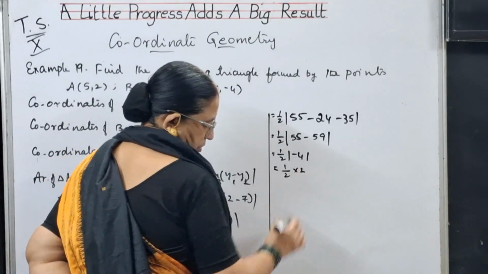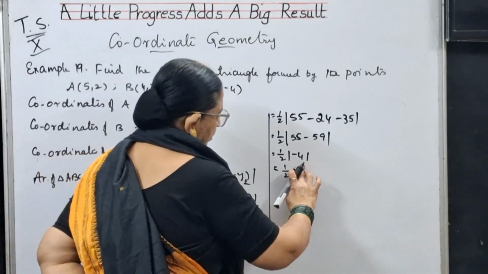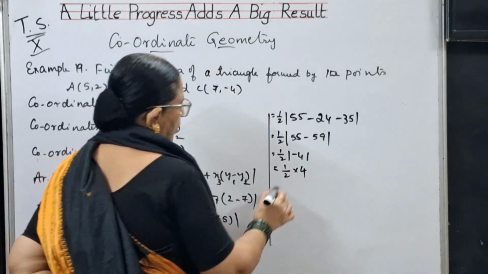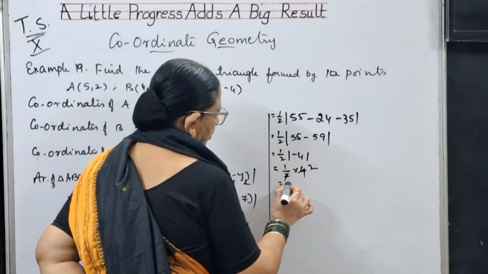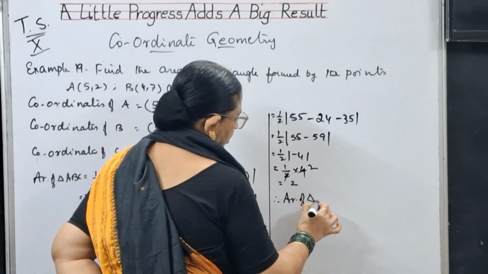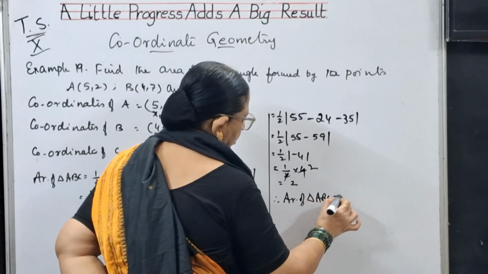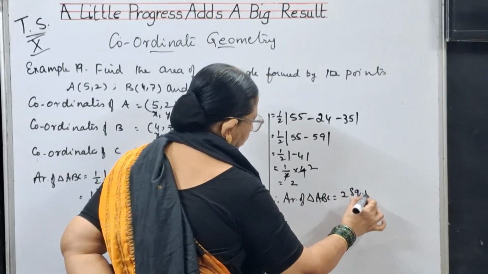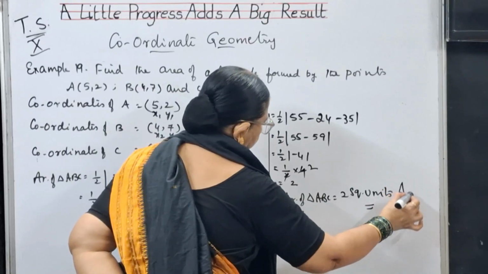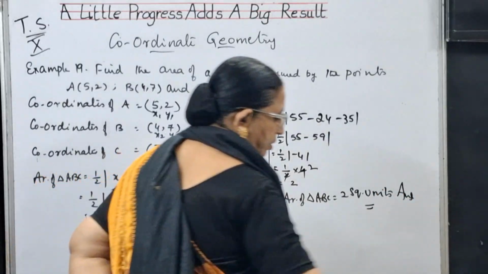Half into 4. Minus 4 becomes plus 4. 2 ones are 2, 2 twos are 4. So 2. Therefore, area of triangle ABC is equal to 2 square units. This is the answer for this problem, children.